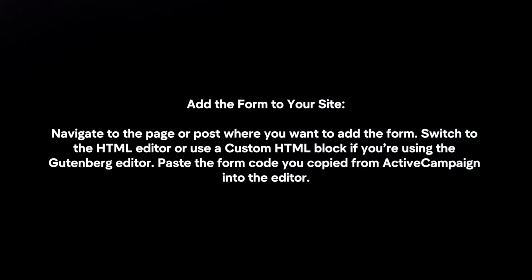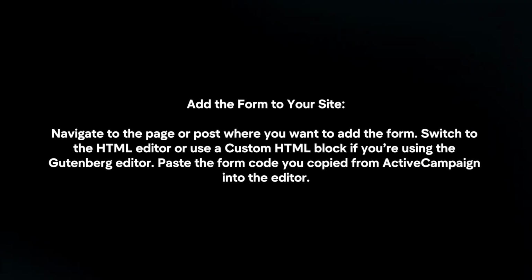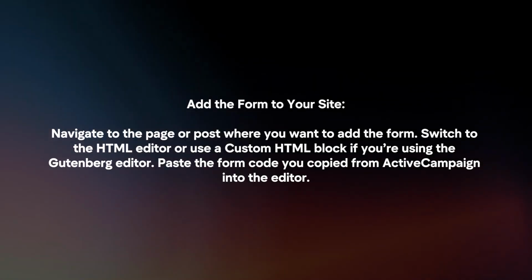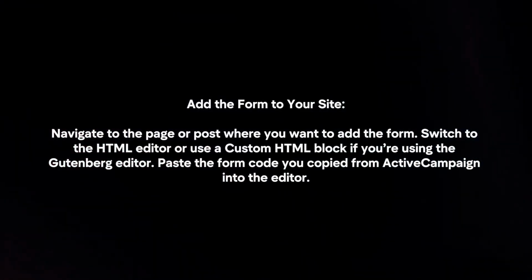Switch to the HTML editor or use a custom HTML block if you're using the Gutenberg editor. Paste the form code you copied from ActiveCampaign into the editor.